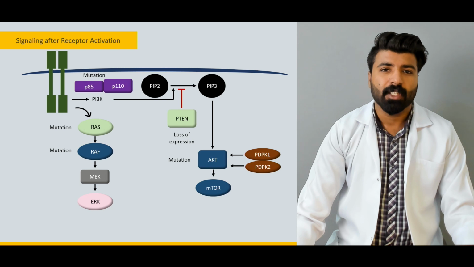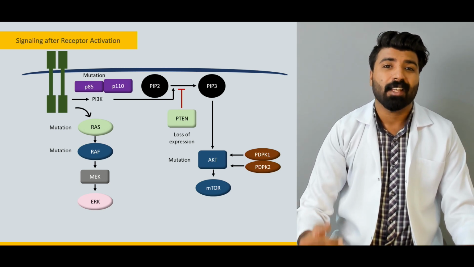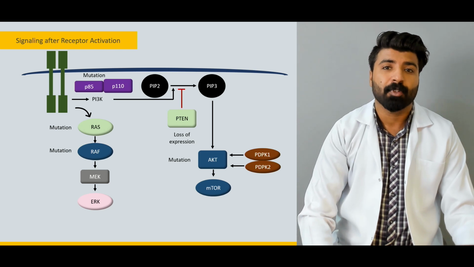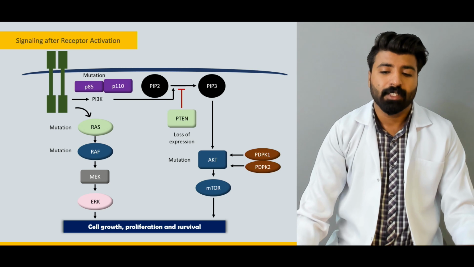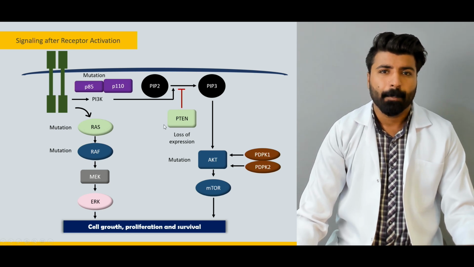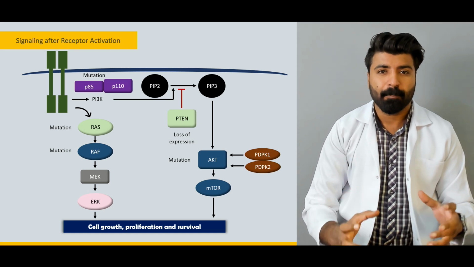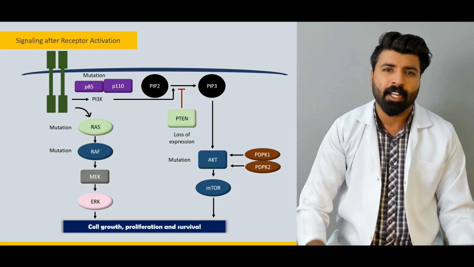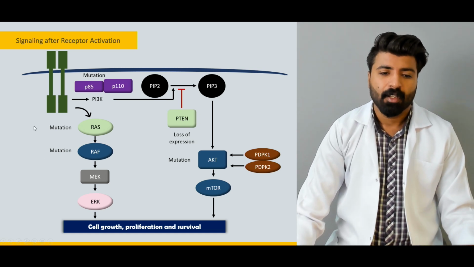mTOR is actually a level of this genetic expression where it is at its maximum mutation and it is producing the most devastating effect at this level. So this will lead to cell growth, proliferation, and survival. Now, why are we saying that it's leading to cell growth, proliferation, and survival? Because those systems which were responsible for keeping a check on them have been deactivated. Let me show you which systems have been deactivated.